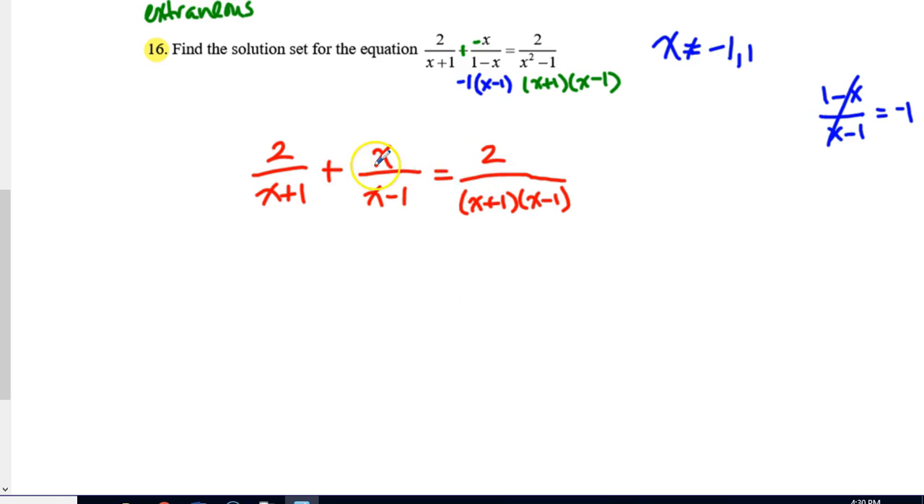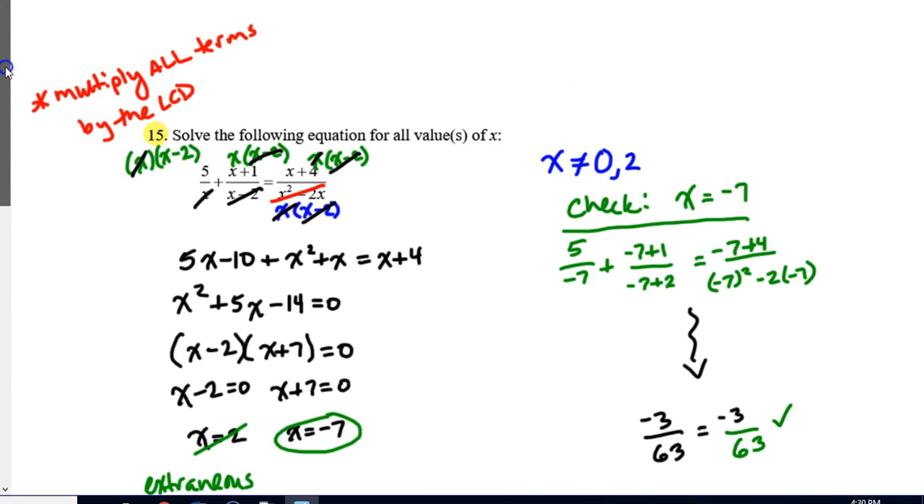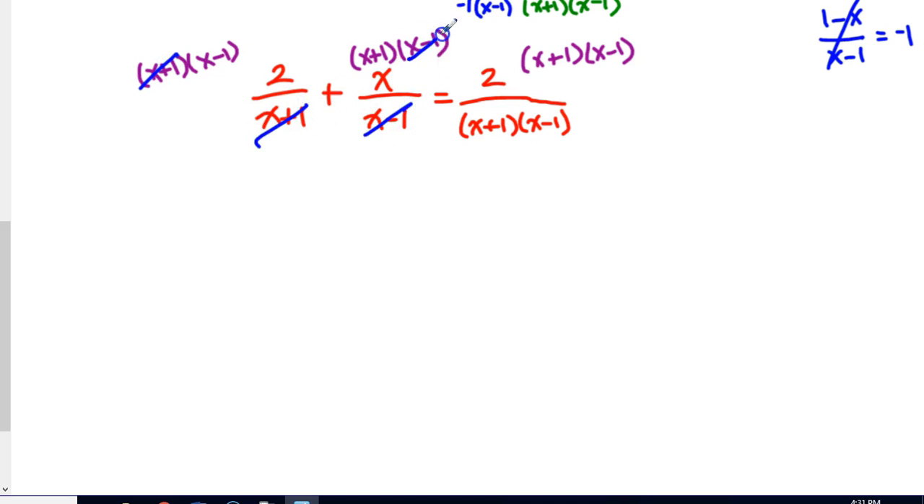All right, so think about what we're going to multiply by. We don't like these fractions. We set up above, we're going to multiply the LCD by all terms. So I got to have an x plus 1, an x minus 1, and that's it, because we have an x plus 1 and an x minus 1 over there. Those divide, those divide, those divide. See if you can take it from there and solve it out.